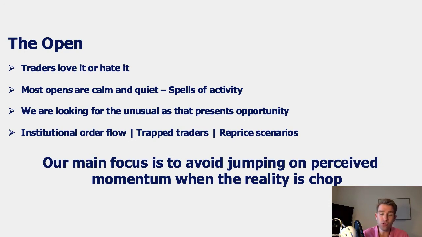So we're looking for the unusual as that presents opportunity, not the normal opens that are just chugging along, bing ding, the bell goes off, nobody cares. We're looking for those unusual ones where there's a real supply demand imbalance that we can really grab onto and make some money out of. So we're looking for institutional order flow, we're looking for trapped traders, and we'll talk about how we can try and identify potentially traders that are trapped in a position, and then reprice scenarios.